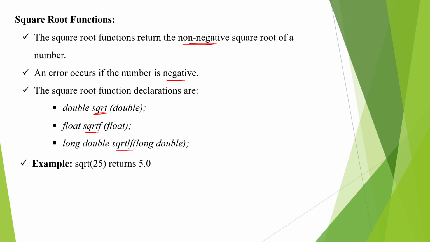And we know that when we calculate the square root of 25, the result will be 5. This is the example. Hope you understood how we are calculating the power and square root.